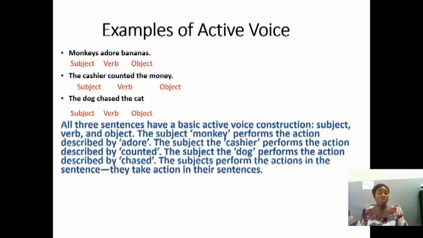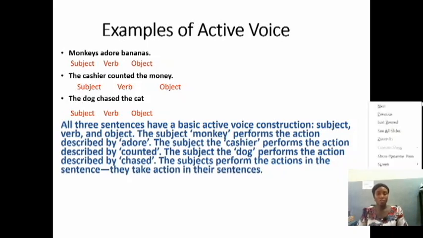Now, all 3 of the sentences we listed above have a basic active voice construction. And what is the construction here? We have the subject, verb, and the object. The subject, monkey, performs the action described by adore. The subject, the cashier, performs the action described by the word counted. And then we have the subject, the dog, performs the action described by the verb chased. So the subjects perform the action in the sentence. They take action in their sentences.